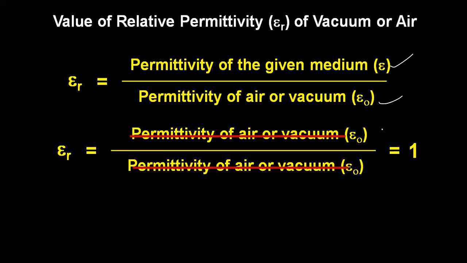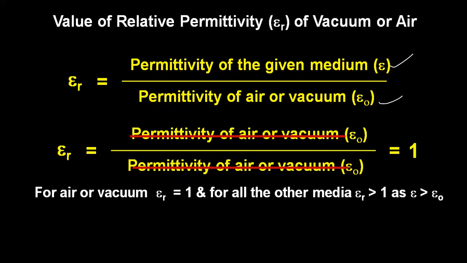So air or vacuum will have the smallest value of permittivity. Since epsilon is greater than epsilon naught, the value of epsilon r for all the other media will be greater than 1. Thus, for air or vacuum, epsilon r is 1, and for all the other media, epsilon r is greater than 1 because epsilon tends to be greater than epsilon naught.